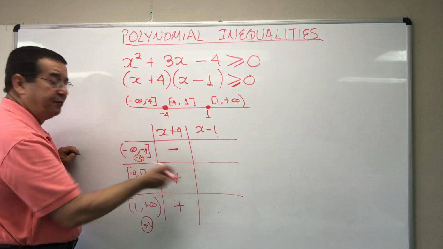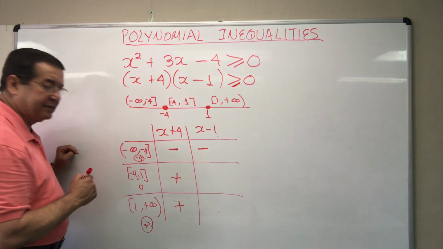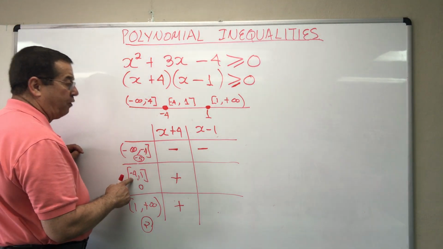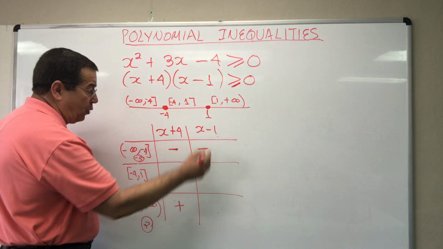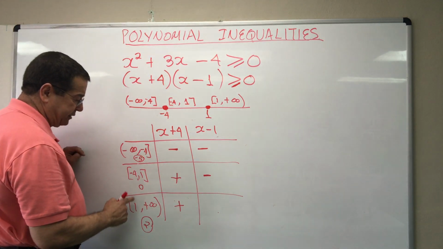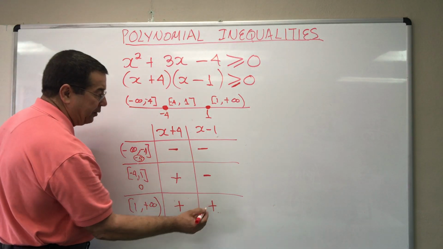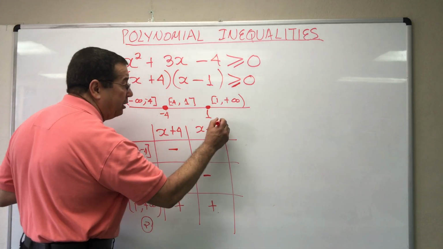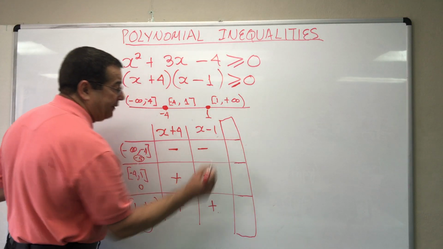And you do the same thing with the other factor. Negative 5 minus 1 is negative 6. Now 0 minus 1 is negative 1. And 2 minus 1 is positive. In the final column, I have my answer.